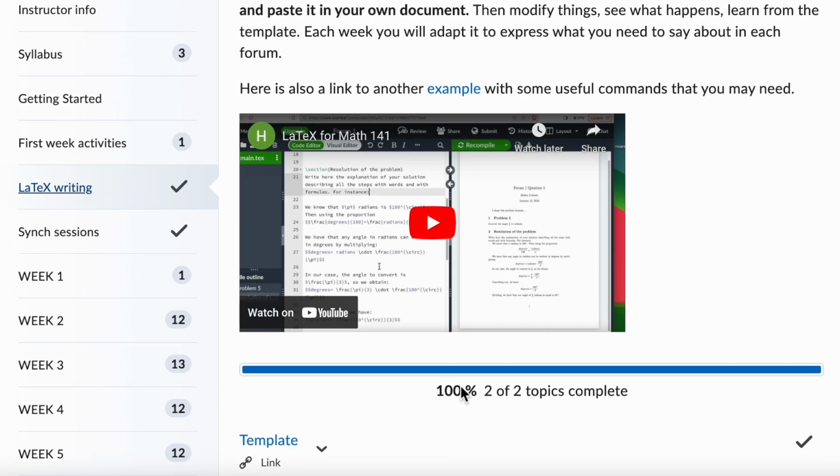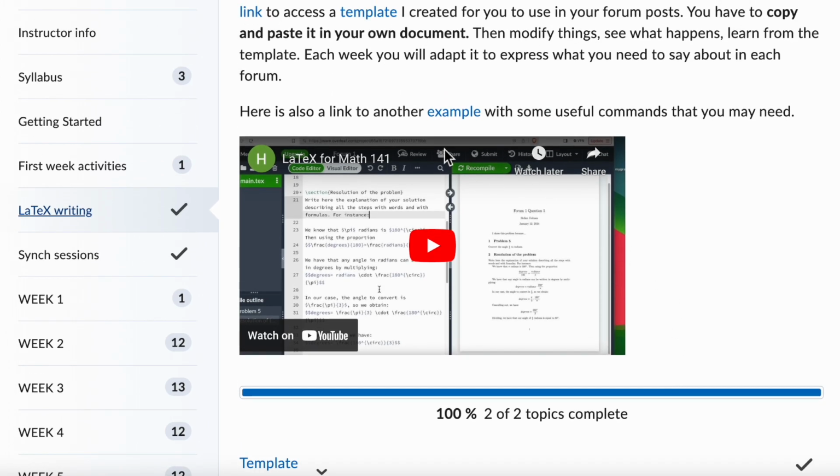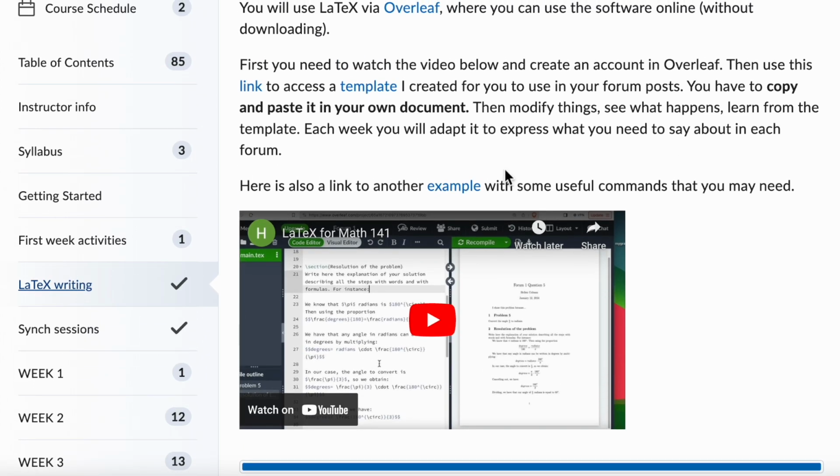So be sure that the first task you do is to watch this video, to create this account, and to be all set to start writing in LaTeX, because you need to be writing in LaTeX for the first assignment. The first forum has to be written in LaTeX. Also, the introduction also has to be written in LaTeX.